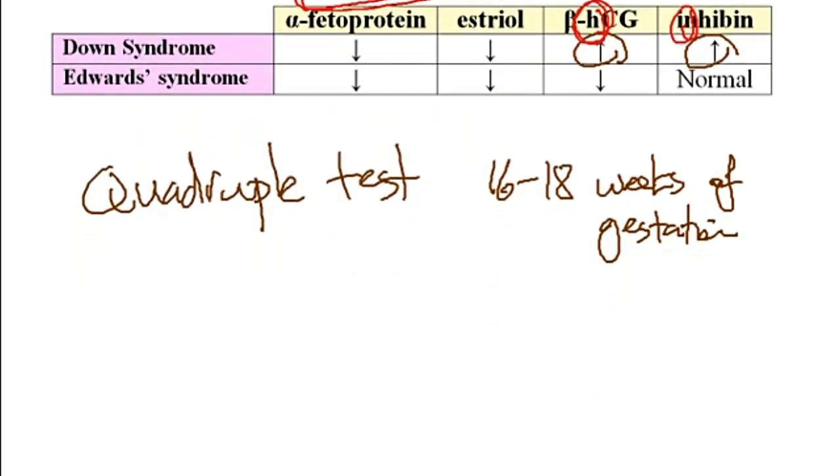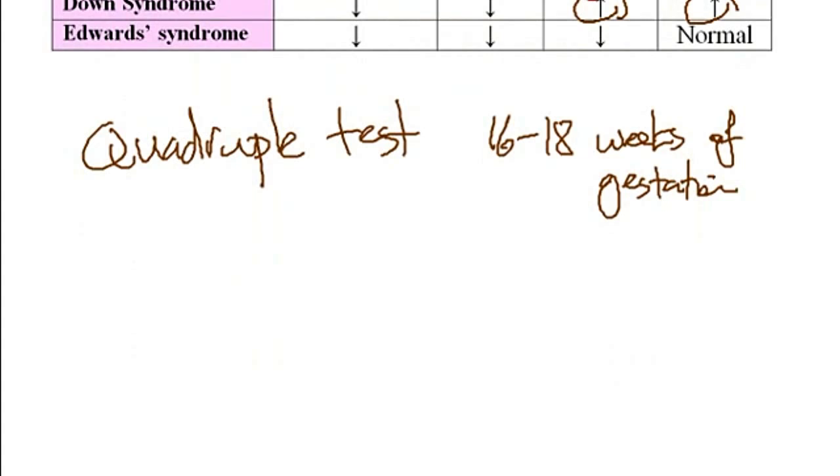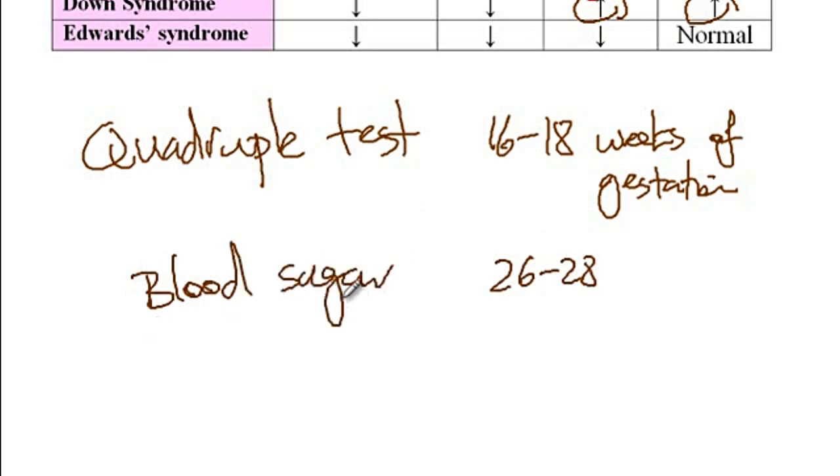Alright, so one other point I would like to discuss is the guidelines for the screening test that needs to be done during pregnancy. I already told you that at 16 to 18 weeks of gestation, the quad test will be performed on the maternal blood. At 26 to 28 weeks of gestation, the mother's blood sugar will be tested for any possible gestational diabetes. And then at 36 to 38 weeks of gestation, you screen mothers for group B streptococcus.